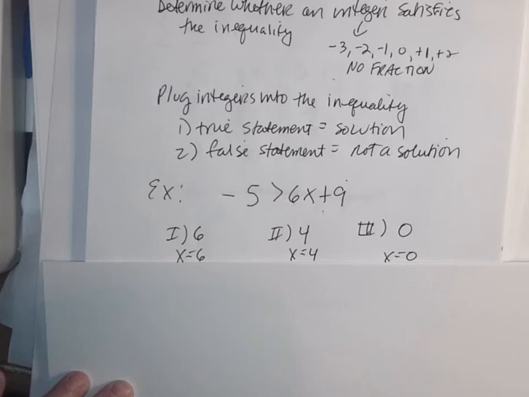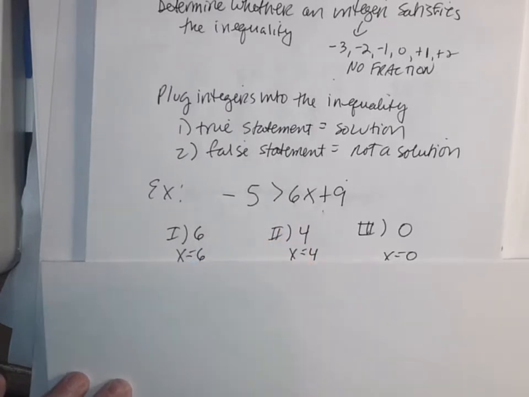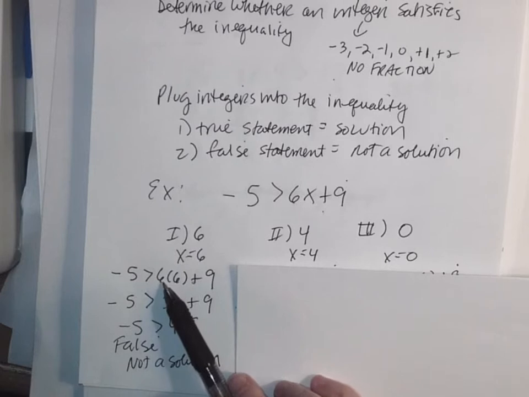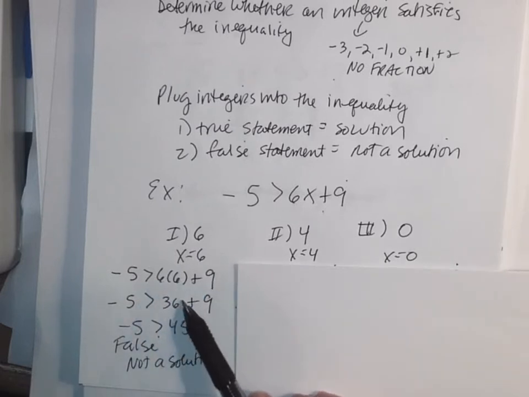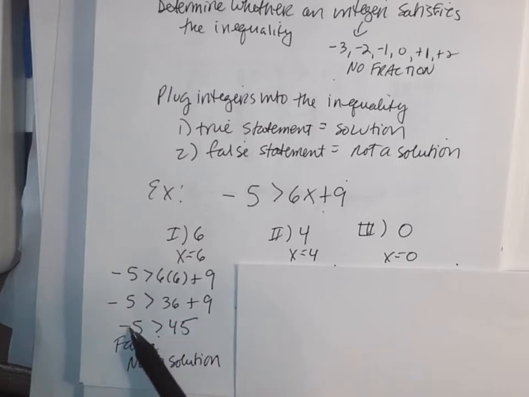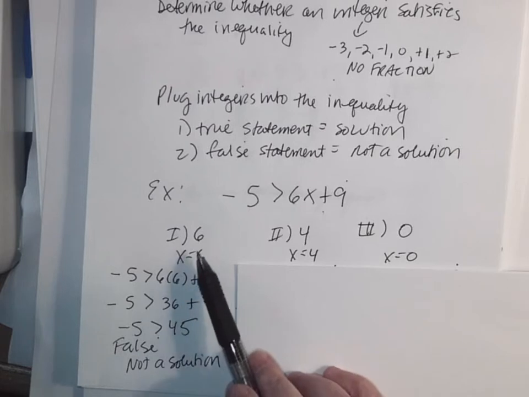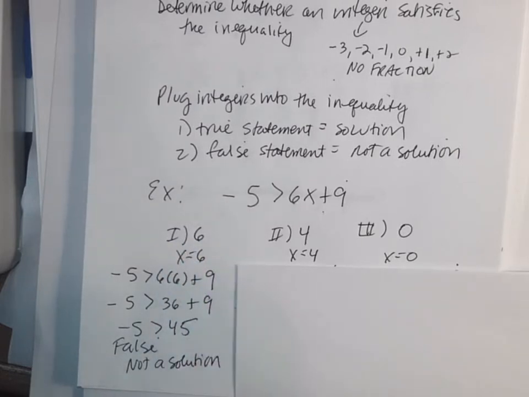And what I did for each of these math examples is where the x was, I put the 6 in. So let's take a look at my first solution. I put -5 is greater than 6 times 6 plus 9. And I did the math here, 36 plus 9, which made it 45. So right now I have -5 is greater than 45, which is not true. That's not a solution. So I can say that this is not going to make the statement true.